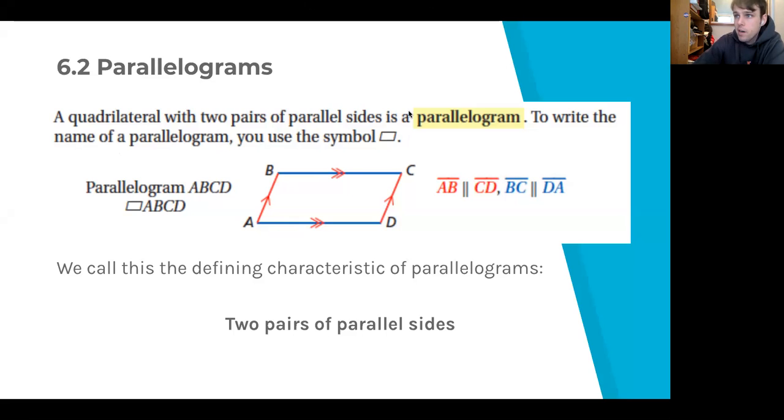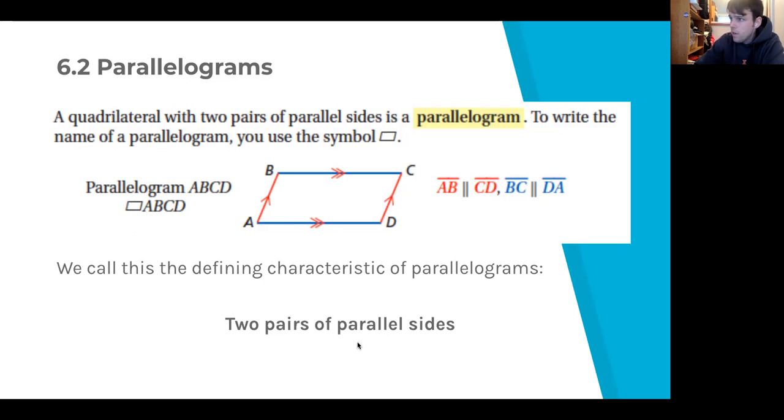To write the name of a parallelogram, we use a little parallelogram symbol, and then the points. So here below we have a parallelogram, which is called ABCD, and you can see the two sets of parallel sides. AB is parallel to CD, and BC is parallel to AD. And that's what we have written here. We're going to call this our defining characteristic of a parallelogram.